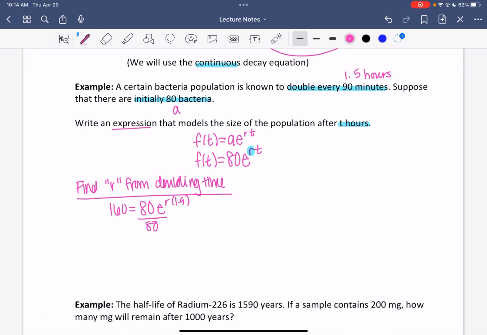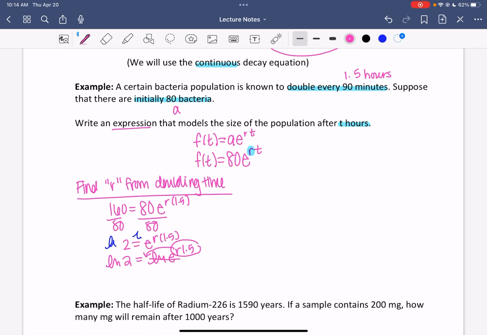I'm going to divide both sides by 80. It gives me 2 equal to e to the r times 1.5. My goal is to solve for r, so this is where our log properties are going to come into play. Because it's an e, I'm going to ln both sides. That gives me ln 2 equal to ln e to the r times 1.5. ln e cancels, and by my properties of logs, that exponent can also come out front.